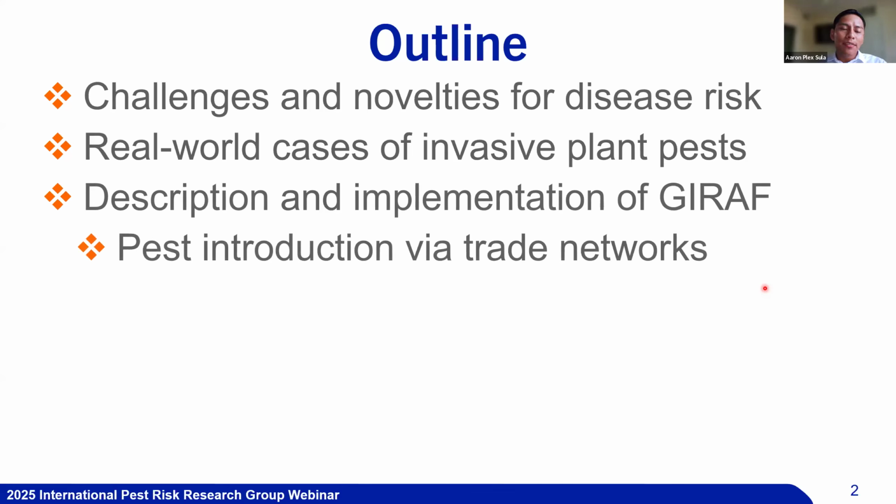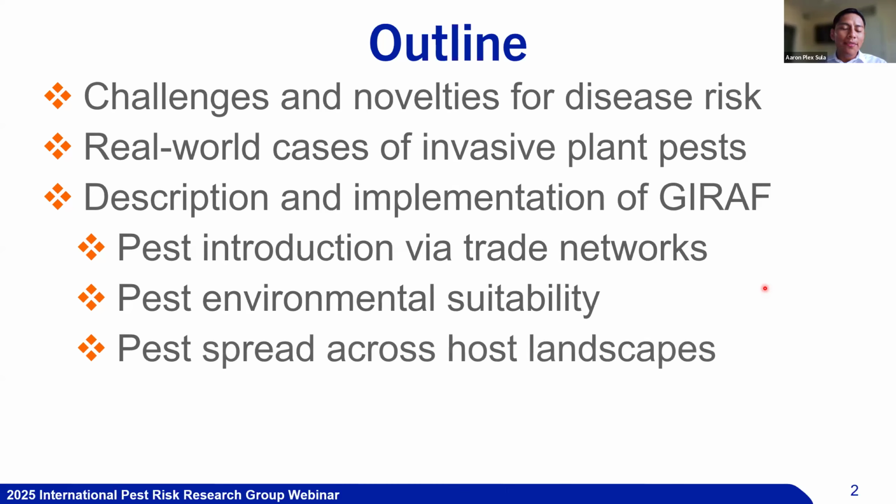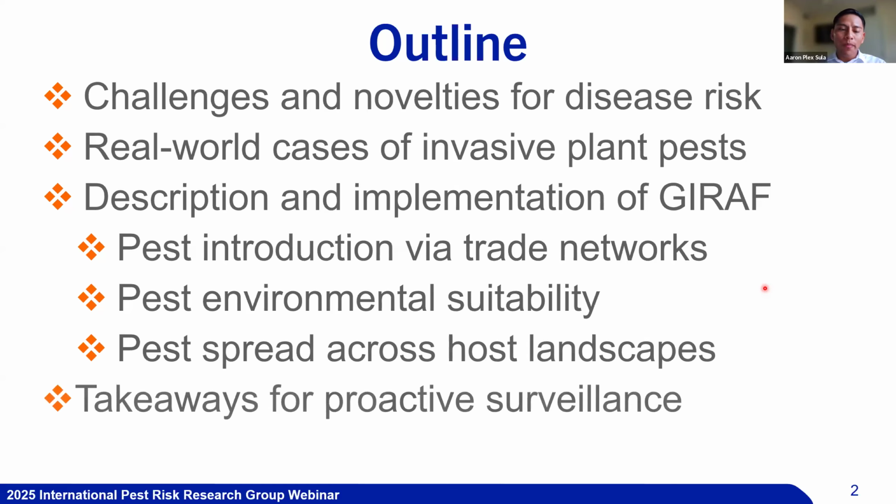The first one is trying to understand the pest introduction potential via international trade networks. The second one is understanding the potential environmental suitability of pest species to understand the potential establishment of those pests. And finally, understanding the potential gradual spread of these pest species across heterogeneous host landscapes.